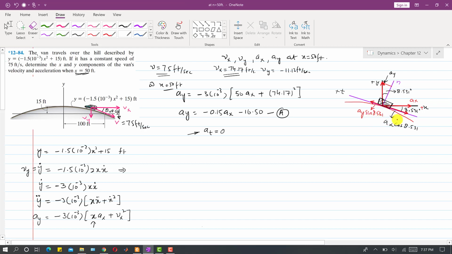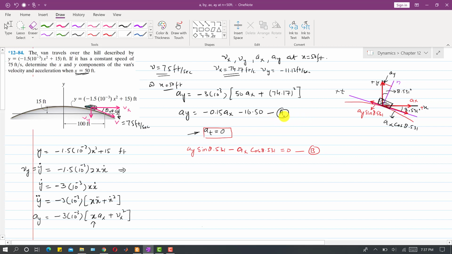So now if we add both of these vectors, as we have discussed, the tangential acceleration is equal to 0, right? So the tangential acceleration for this car will be equal to 0 since the tangential velocity is constant. As we can see, this is our positive t direction, so we have to write this. So this will be ay sine of 8.531 minus ax cos of 8.531, and this will be equal to 0 since this leads to the tangential acceleration, right? So now we have two equations, this equation A and this equation B. So now we have two equations and two unknowns.